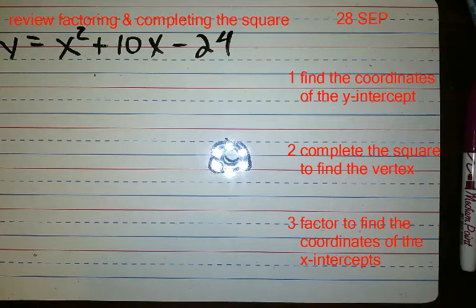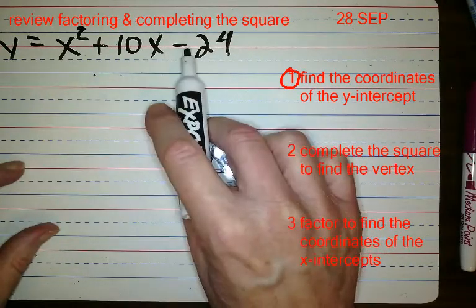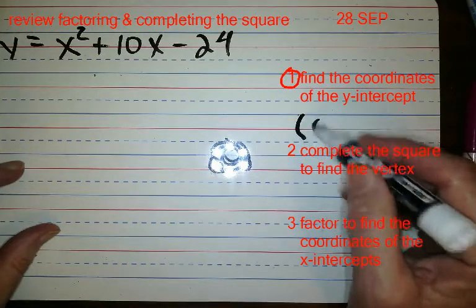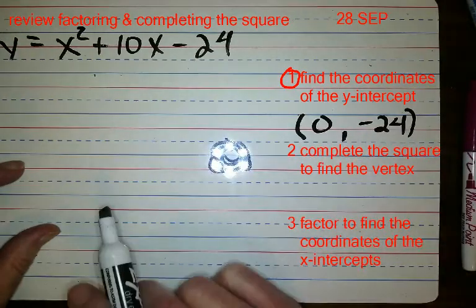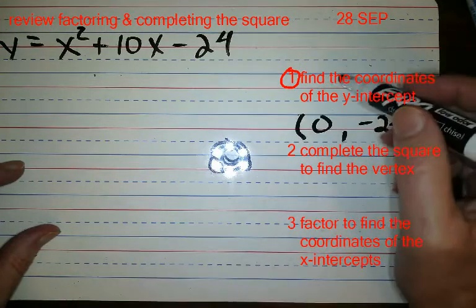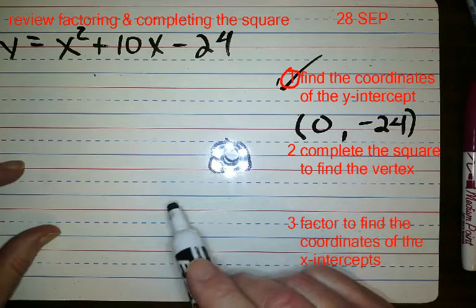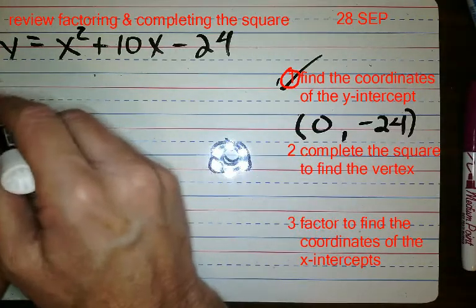Alrighty. So let's see. I want to make sure we're doing all the steps. So we're going to find the coordinate of the y-intercept. Well, that should be easy because it's always the number at the end. So the coordinate is (0, -24). Yay! We know the y-intercept. Step 1, done. Check. There we go. Step 2, complete the square. By now you know what to do. You add 24 to both sides.